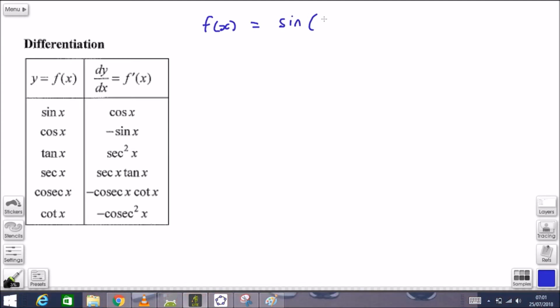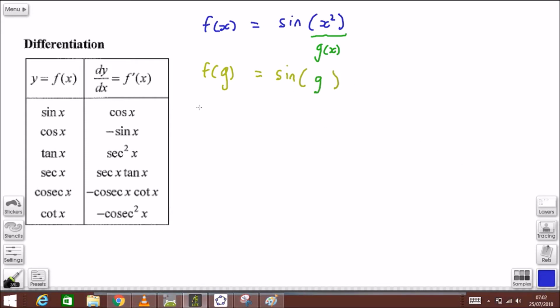A bit more of a tricky example, and we're going to have to use our rule from the previous lesson on composite functions. So here's the chain rule. We've got a function, but it's also got another function inside of it. So we've got the inner function g, which can be x squared, and we've got the outer function of g, which is sine. So here's our chain rule again: df/dx equals df/dg times dg/dx.